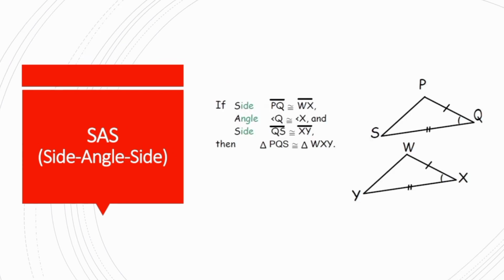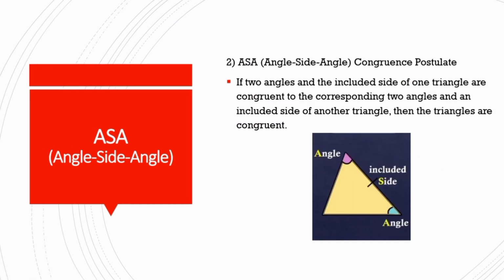For example, given triangle PQS and triangle WXY, line segment PQ is congruent to line segment WX. Angle Q is congruent to angle X, and line segment QS is congruent to line segment XY. Therefore, we can say that triangle PQS is congruent to triangle WXY.